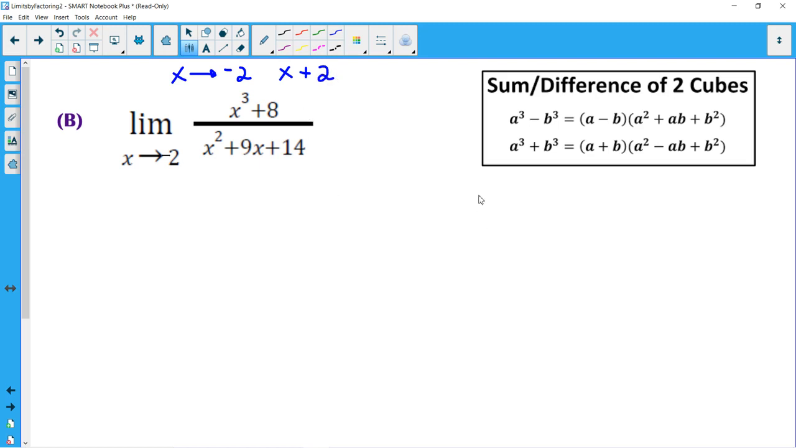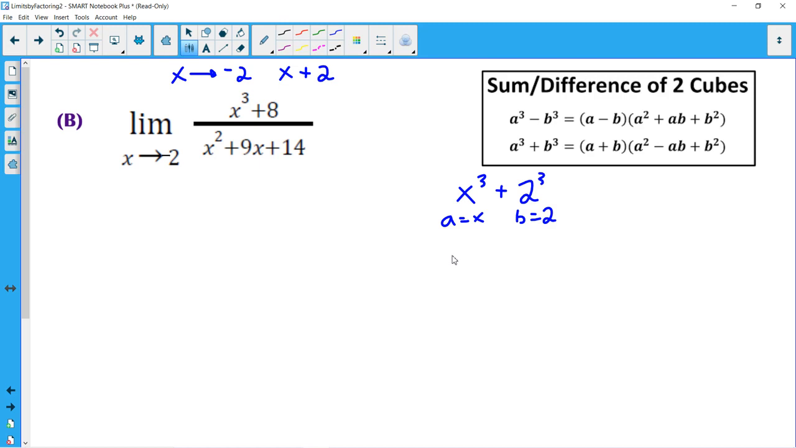So I'll do my sum of cubes out on the side. And again, the reason why it's called sum this time is because we're adding. So 8 is 2 cubed. So obviously this technique is only going to work if that constant is a cube. So that means my a is equal to x and my b is equal to 2. So I'll use this technique now.